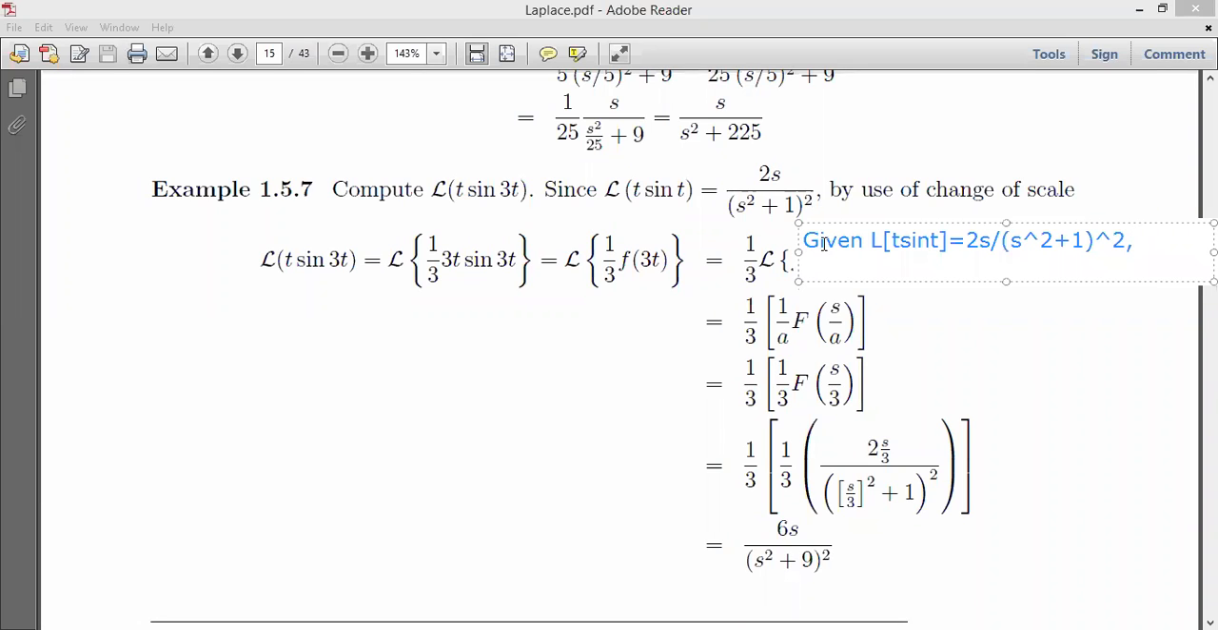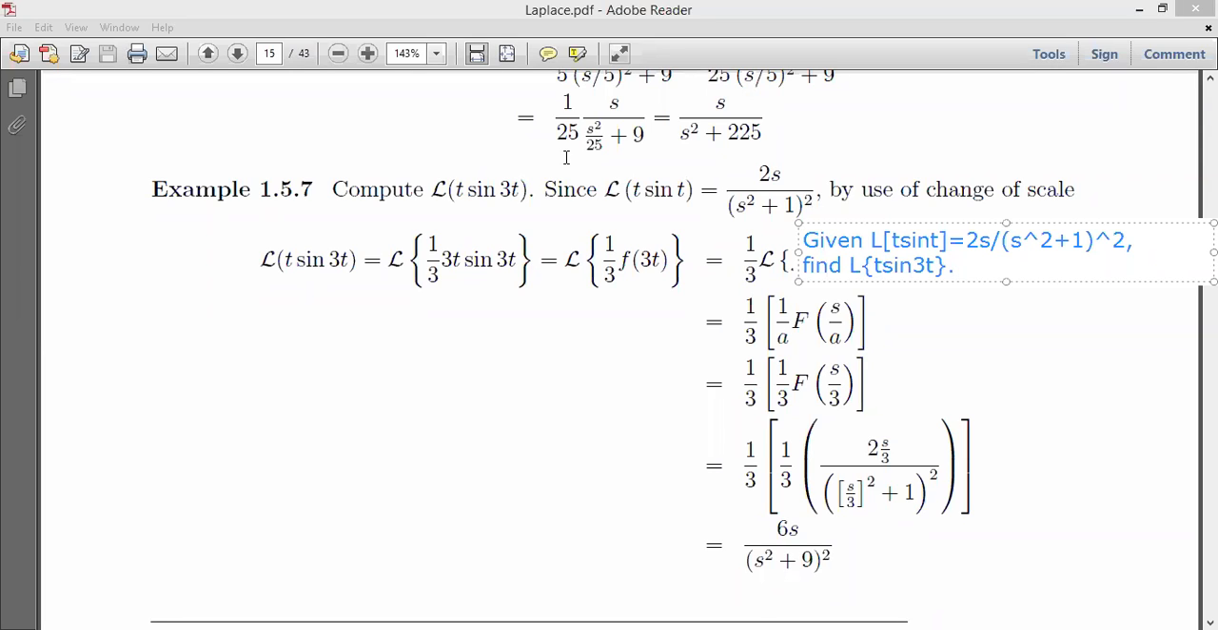So given that L of t sine t is this, find, we want now to find the Laplace of t sine 3t. And this is a full stop. I think we are together there. So that is basically what I am saying.